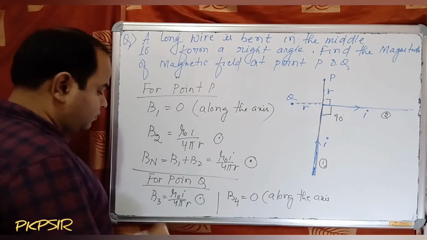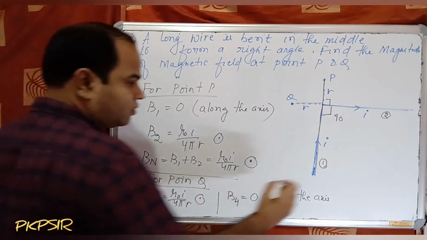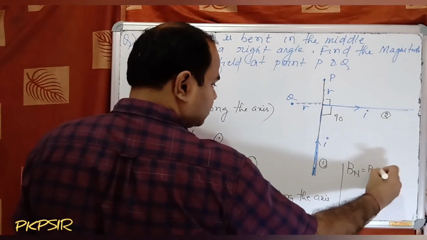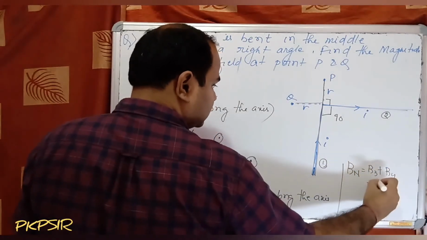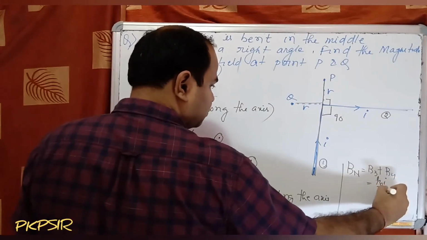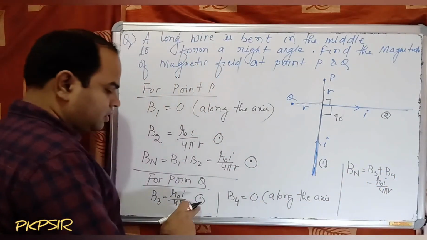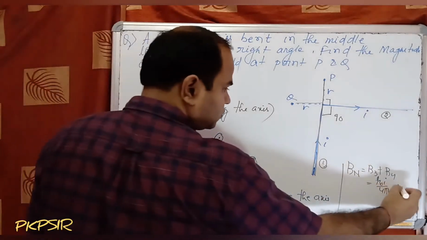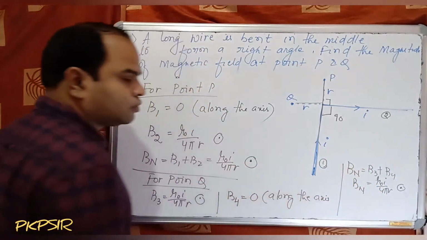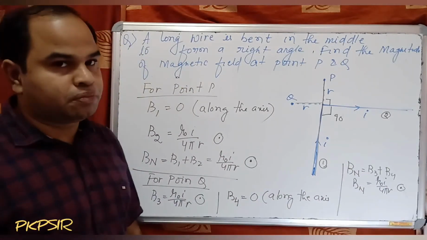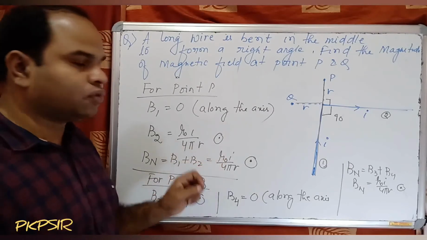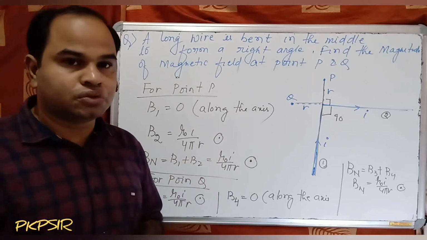So the net magnetic field at point Q will be B net is equal to B3 plus B4. So that is how much? That is mu naught I by 4 pi r. What is the direction? That is outward. Okay? So the net magnetic field at points P and Q both is equal to mu naught I by 4 pi r, and the direction is also outward.